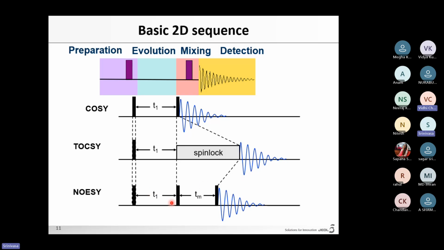So this mixing: in the TOCSY experiment, the spin lock is very important. Based on how long you keep the spin lock on, that much transfer happens for the magnetization. But in the case of the NOESY experiment, the mixing time is important. During the mixing time, your magnetization transfers via dipolar couplings. It goes through space couplings. That again depends on the molecular dynamics also. So these are the important factors. Maybe we can discuss during the specific experiment discussion time.